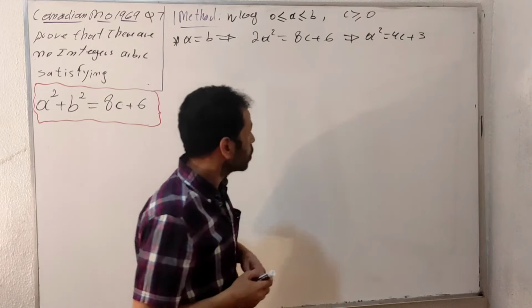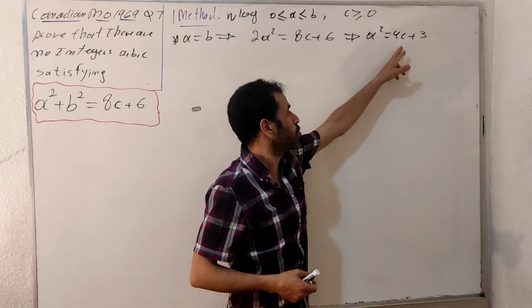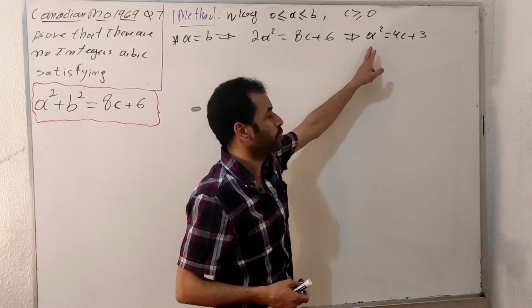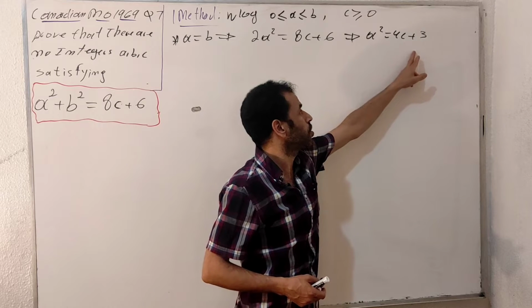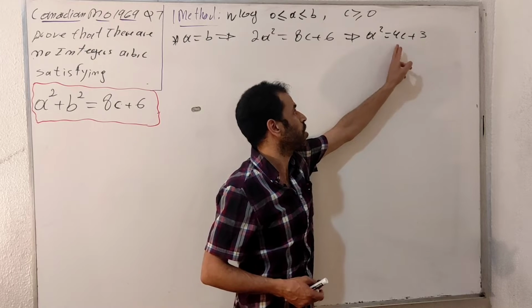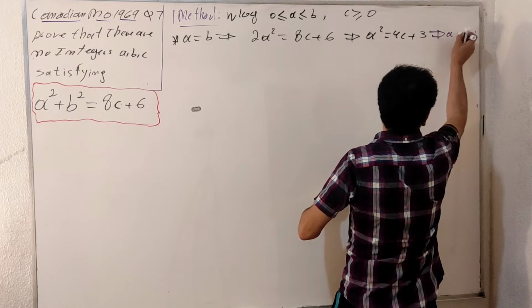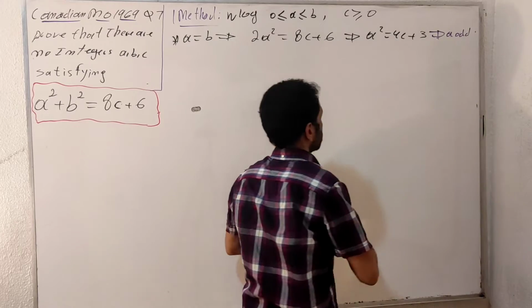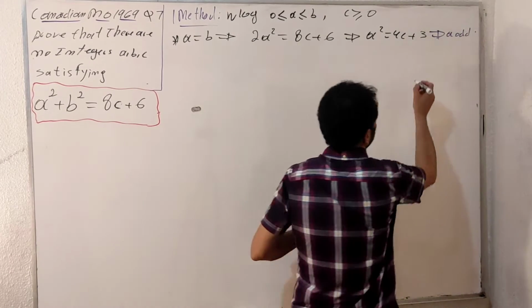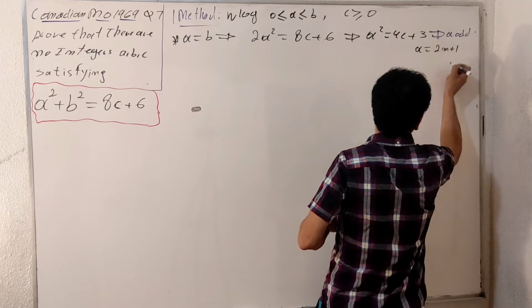If you take a look at the right hand side of this equation, this gives us information about the parity of a. Since a squared is odd, which means a is odd. So this is telling us a is odd. Since a is odd, I'm going to write it in this form: a equals 2m plus 1.